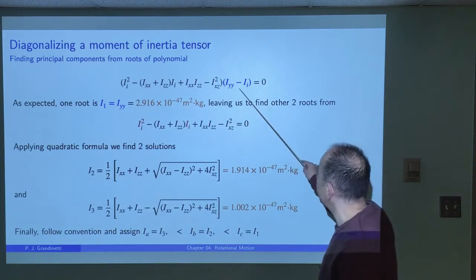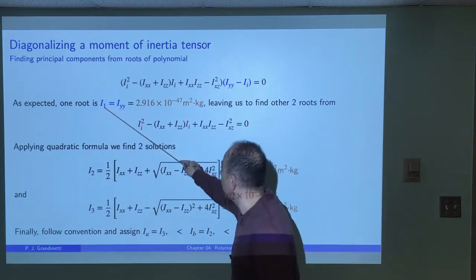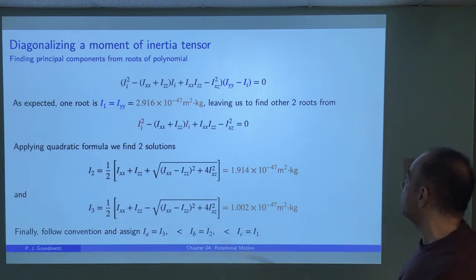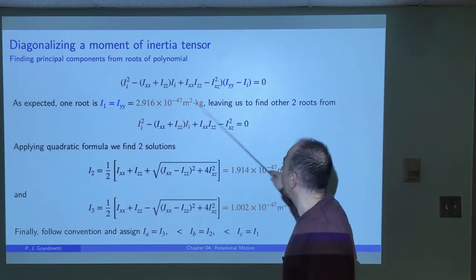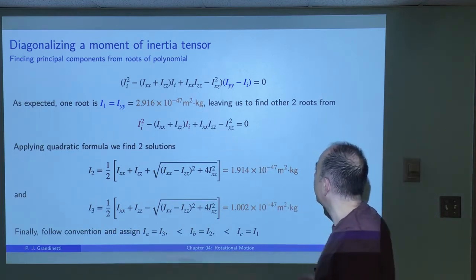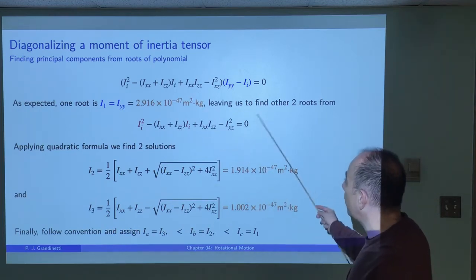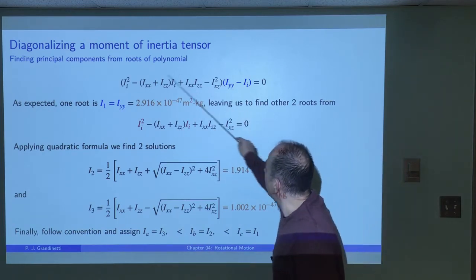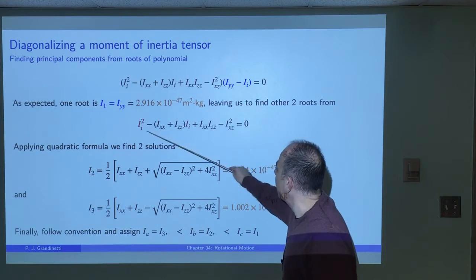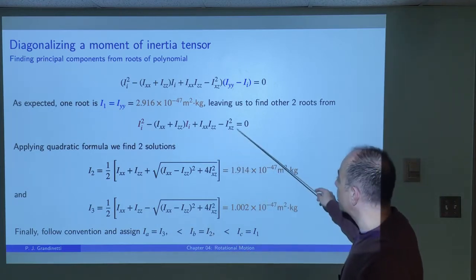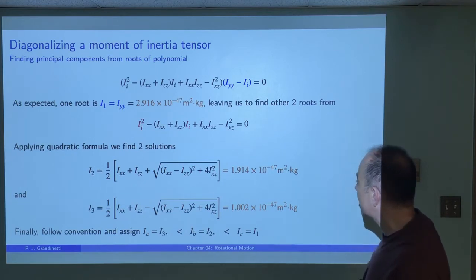So that root, which we're going to call I1, the first root, is just equal to IYY. And that one we know the value of. That's 2.916 times 10 to the minus 47 meters squared kilogram. So that's one root out of the way, but now we need to get the other two roots. So we go back to this part of the equation, and this is the part that we need to solve to get the other roots. So we're going to use the quadratic on this, and there'll be two solutions from the quadratic.